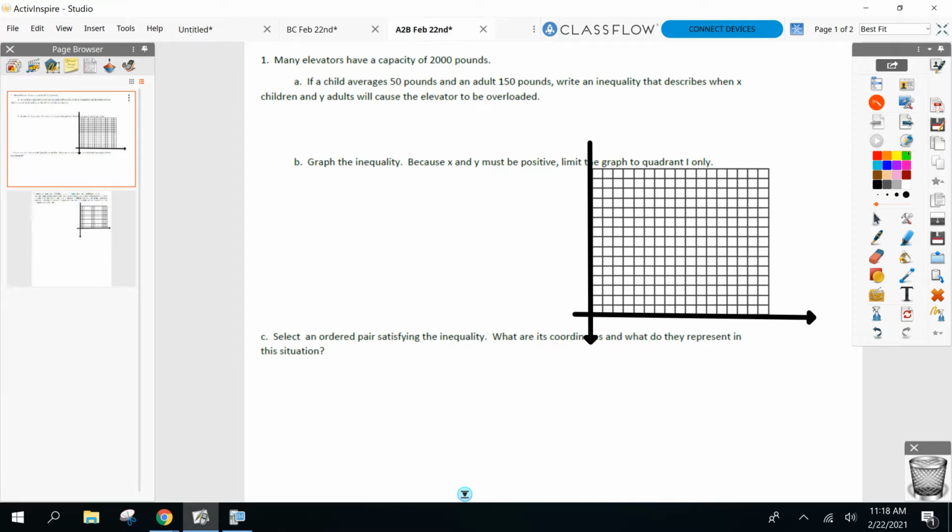I'm telling you, x is children. What do we know about the children? What did I tell you about the children? 50 pounds. So I'm going to start this off by saying 50x. 50 times how many children I have in there. And I'm going to call y the adults. What do I know about the adults? So I'm going to add in 150 times however many adults I have, y.